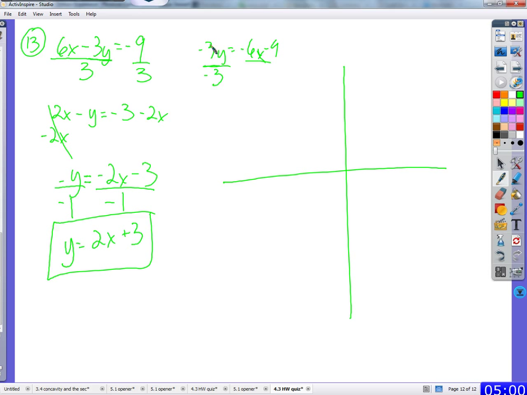We divide this by negative 3. Negative 3 divided by negative 3 is 1, so 1 times y. Negative 6 divided by negative 3 would be positive 2. Negative 9 divided by negative 3.